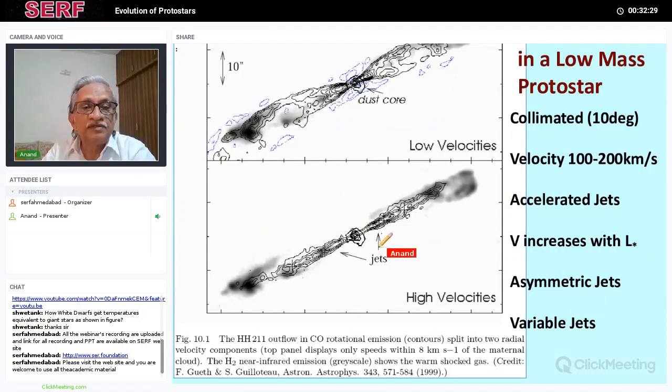There are also observed asymmetric jets. Asymmetric jets means this jet is truncated with respect to this jet. You see only a small portion of this and a longer portion of this one. The reason could be that the outside material in the interstellar medium could be very dense over here compared to this one. Therefore, it is offering a resistance for this jet to propagate. So that could be one reason. And these jets are also variable with time.